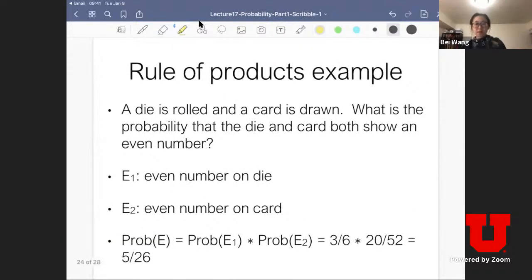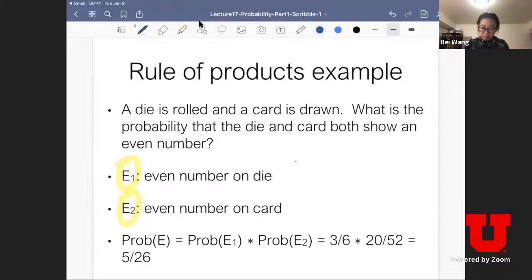So let's get the example. A die is rolled and a card is drawn. So a die with 6 faces, and a card from a deck of 52 cards. What is the probability that the die and the card both show an even number? There are two events. One is I get an even number on the die roll, so that's E1. The second one, E2, is I get an even number on the card. But the occurrences of those events don't influence each other. So the probability of both events happening is the product of the probabilities of the individual events.